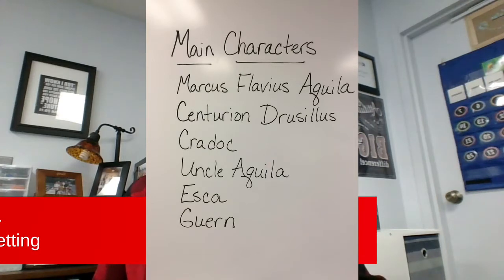He is a centurion, which means he commands 100 men. And at the beginning of the book, we found that he was put in charge of his first command. And of course, when he arrives there, he meets Centurion Drusillus, who is his second commander, what they call Optio. While serving there, he befriends a Briton, actually, named Craddock, and that Briton lives in the local village.